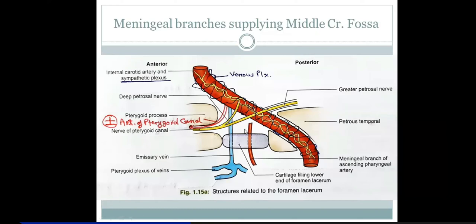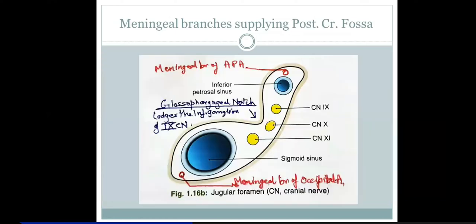plexus. There is communication through emissary veins, and you know that this is wall-less, right? So inside, outside, the direction of flow of blood is not exactly fixed, to balance the intracranial pressure. All the emissary veins are wall-less. Okay, so we are moving further.